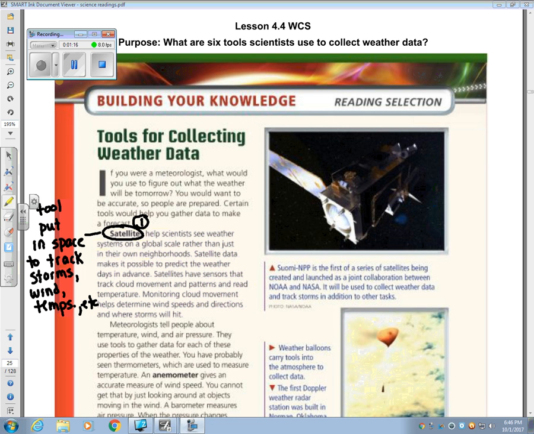So please put number 1 next to the word satellite. And that's one tool the scientists use to collect weather data. It's a tool that you put in space around Earth so you can track where the storms are, where the wind speeds are, what kind of temperatures there are around the world, etc.